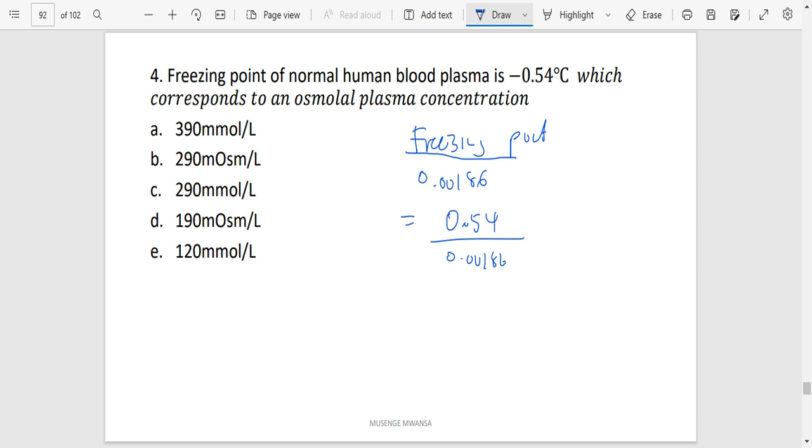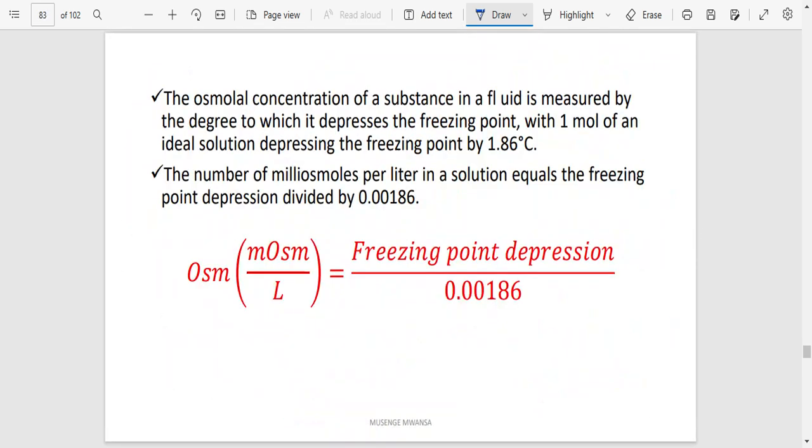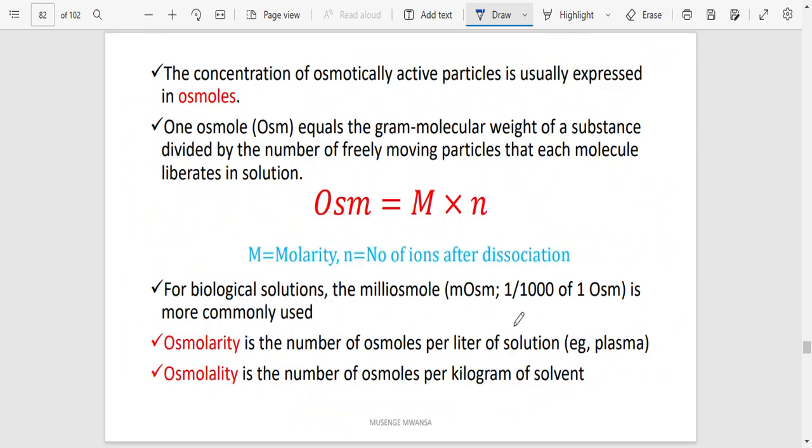0.54 divided by 0.00186, and that is 290. Remember, for osmolar concentration, because we're talking about plasma, we are going to give it in milliosmol per liter. I think I had already mentioned that when we were writing somewhere. Of course, for plasma, we're going to give it in milliosmol per liter most of the time.